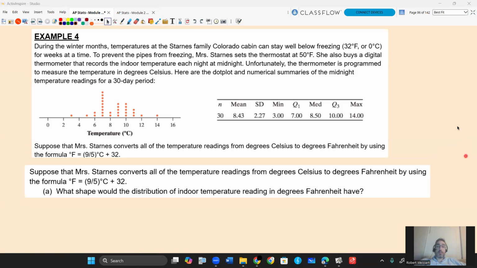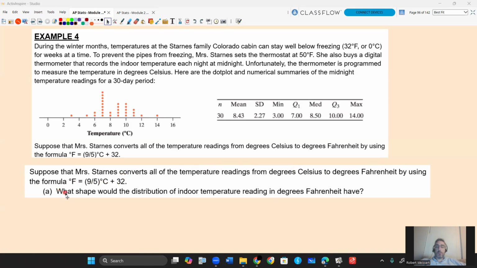Well, here are the dot plots and numerical summaries of the midnight temperature readings for a 30-day period. So we have the dot plot. Looks like it's a little bit skewed to the right. Your summary statistics, your mean and standard deviation, are going to be the most important here. And here's a formula we can use. Suppose that Mrs. Starnes converts all the temperature readings from degrees Celsius to Fahrenheit by using this formula, where the Fahrenheit degrees is 9/5 times the Celsius degrees plus 32.